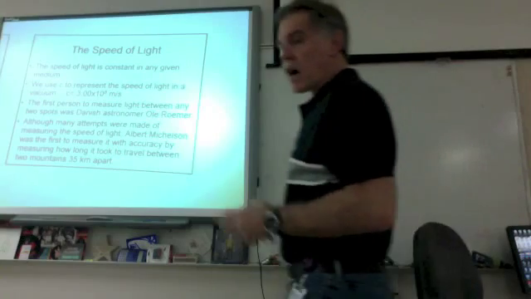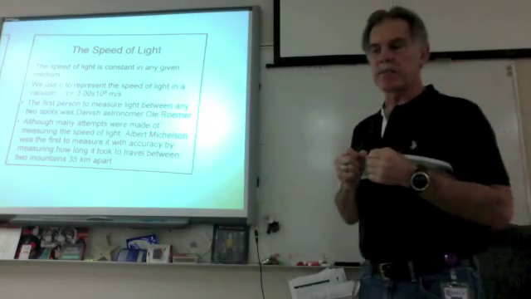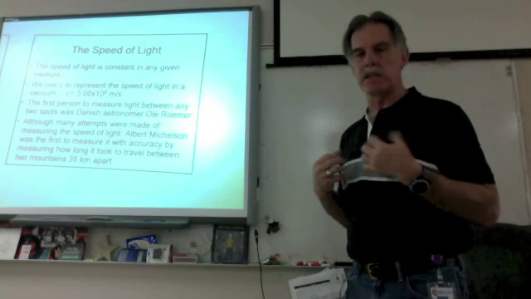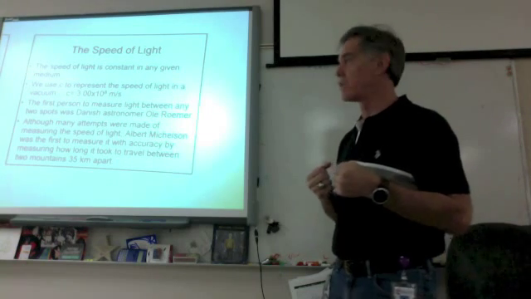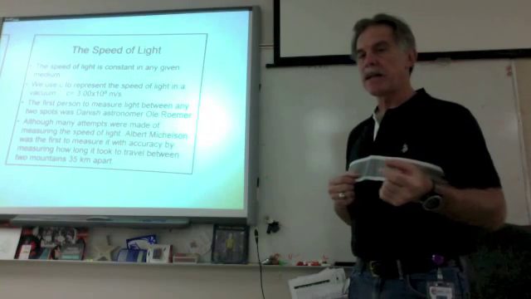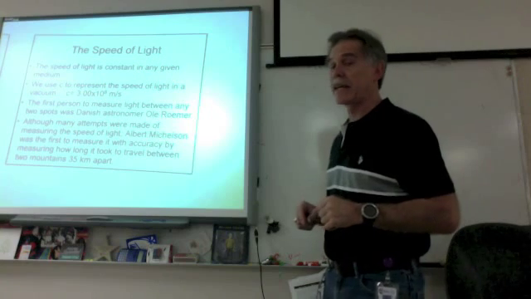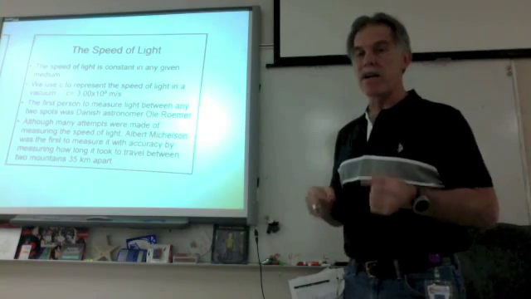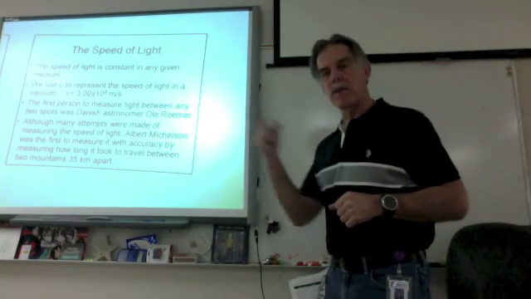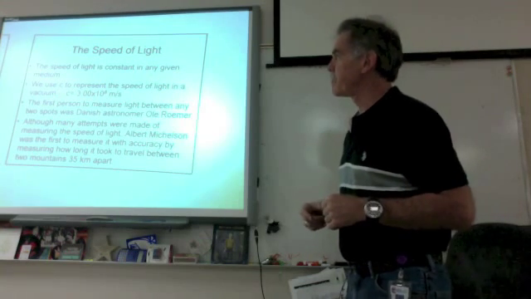So the speed of light is constant in a given medium. We use the variable c to represent the speed of light, and for our sake, it is 3.00 times 10 to the 8 meters per second. That is very, very fast, around 7 times around the world if it were able to go around in a circle in a second.